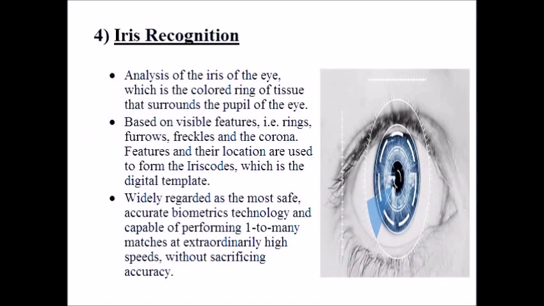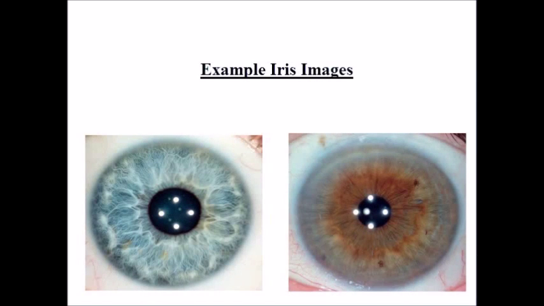Next is iris recognition. It is the analysis of the iris of the eye, which is the colored ring of tissue that surrounds the pupil of the eye. It is based on visible features, that is, rings, furrows, freckles, and the corona. Features and their location are used to form the iris codes, which is the digital template. Widely regarded as the most safe, accurate biometrics technology and capable of performing one-to-many matches at extraordinarily high speeds without sacrificing accuracy. These are the examples of iris images.